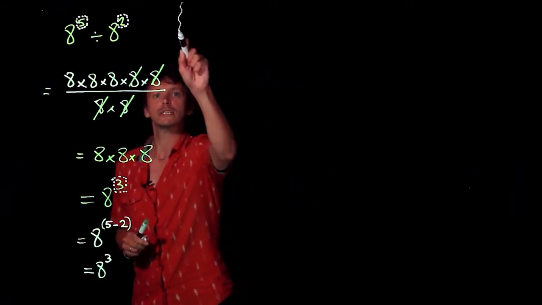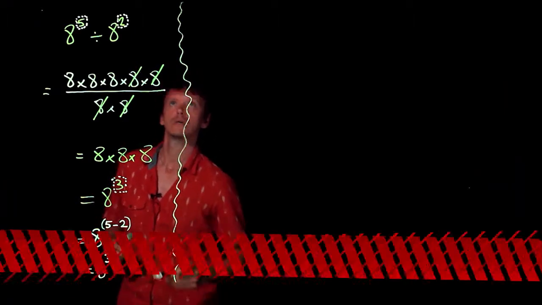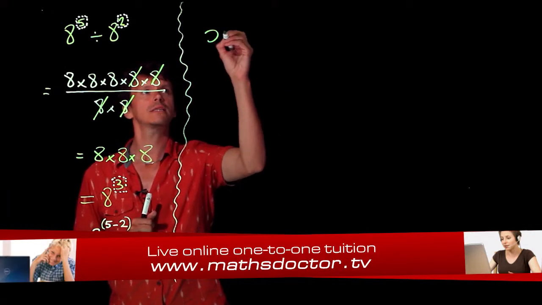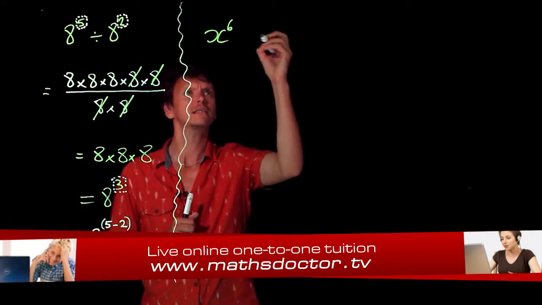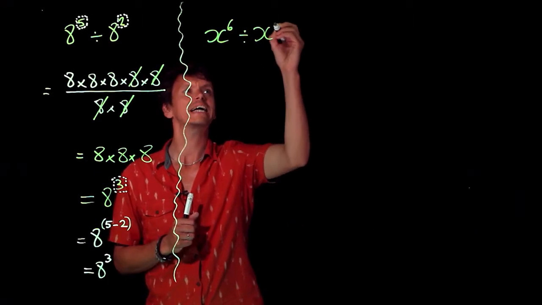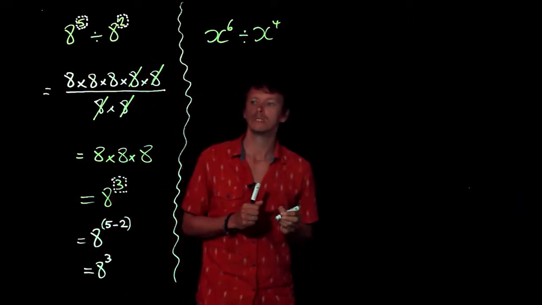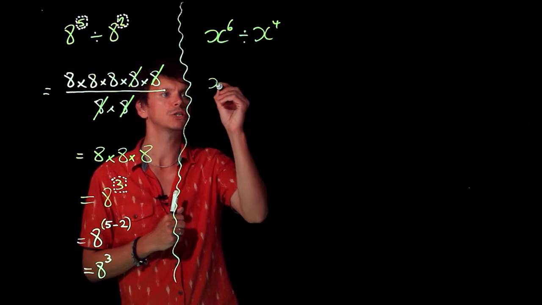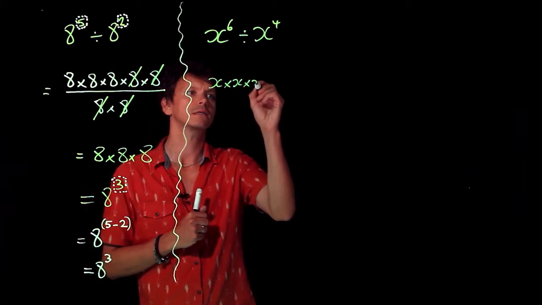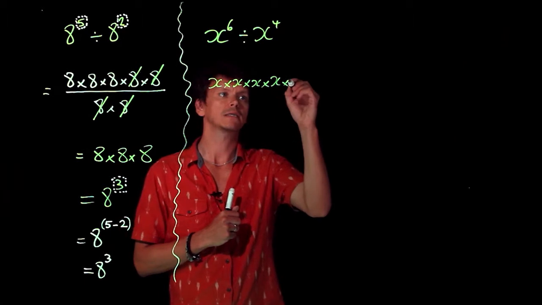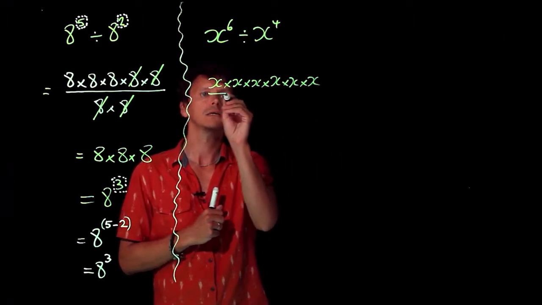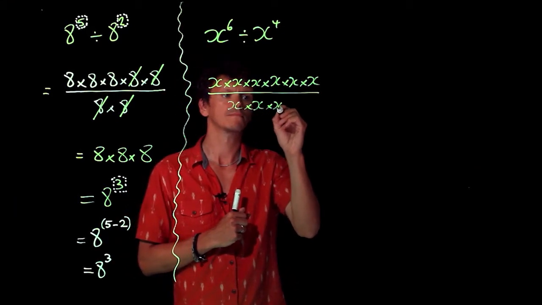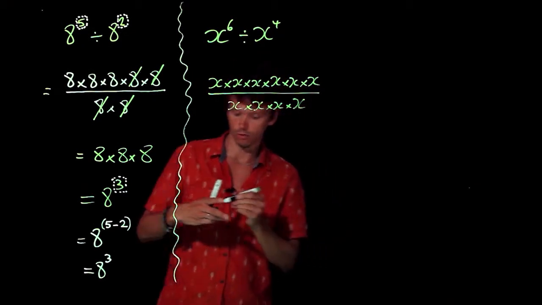If we have a look at this in a more general case, we're going to use x now, just to widen this to a more general case. If we said, therefore, we had x to the power of 6, and we want to divide that by x to the power of 4. Just like we did here with numbers, we're going to do the same with algebra. X to the 6 just means x times x times x times x times x times x, divided by x to the power of 4.